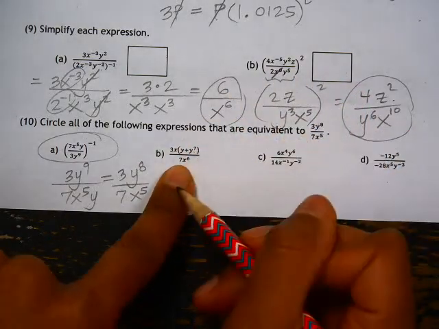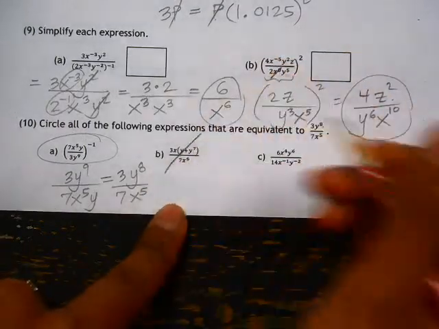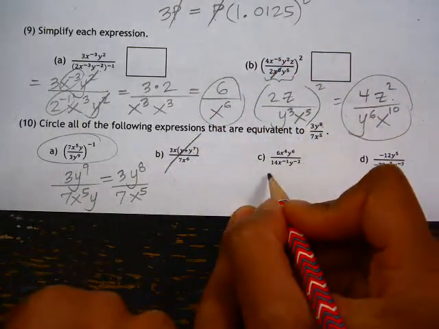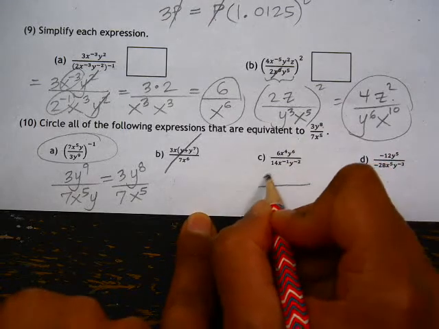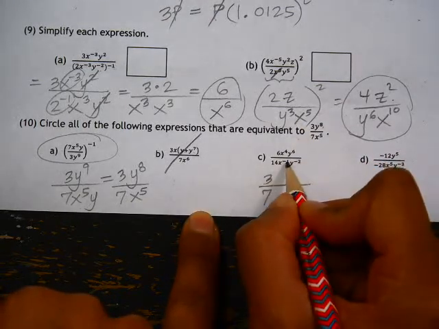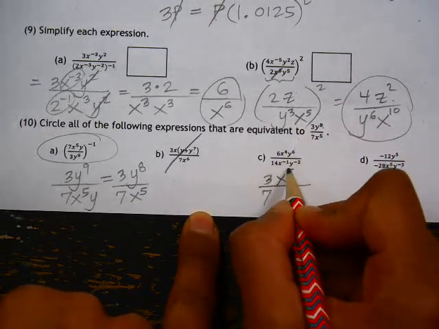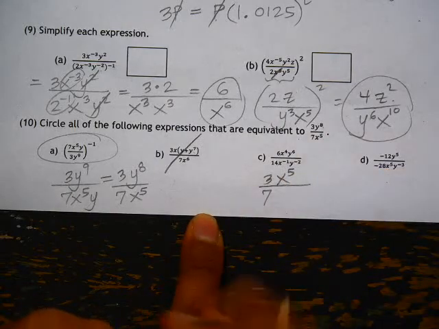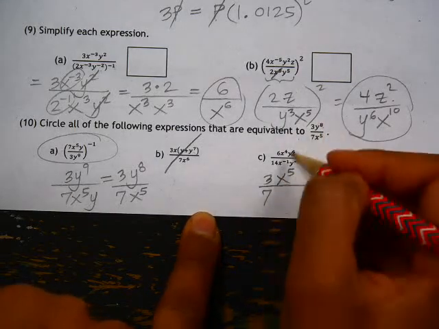Alright, here on part B, you can't add y and y to the 7th. So automatically there's no way this could be equal to this. On this one, 6 and 14 reduce, divide by 2, 3 and 7. The x to the negative 1 moves to the top and becomes x to the 5th. Automatically I can see this is not going to be equal.